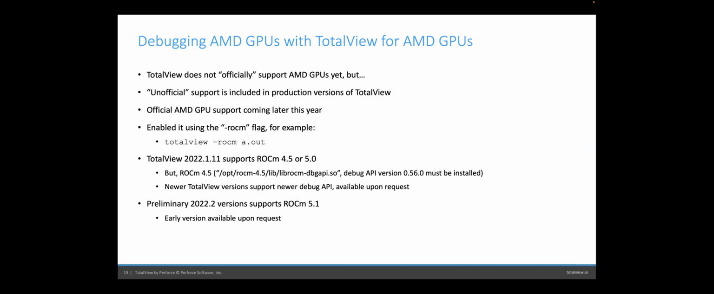We release 4 times a year. Our next release in May will have the 5.1 support, which is there in the product now. We can provide you an early version of it if you are interested and you need 5.1 support, but our current release 22.1 does have the 4.5 and 5.0 support within it.